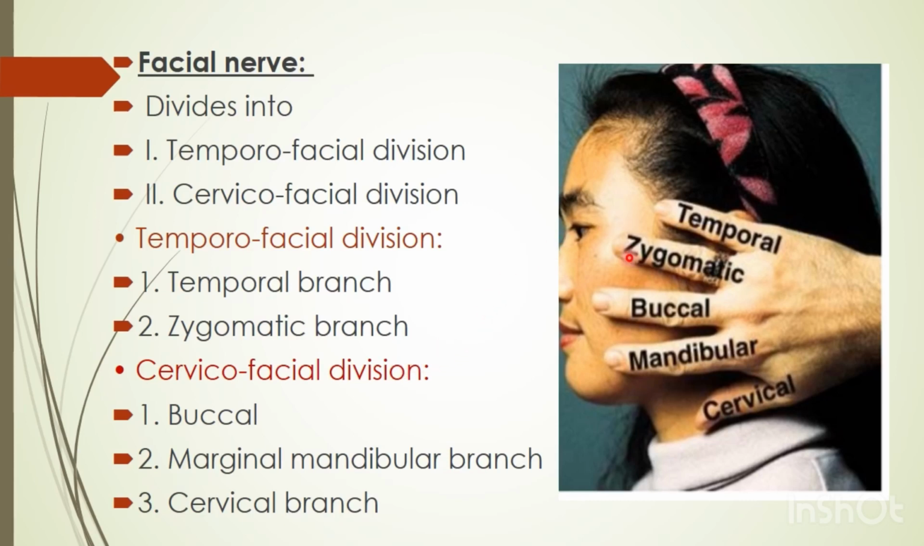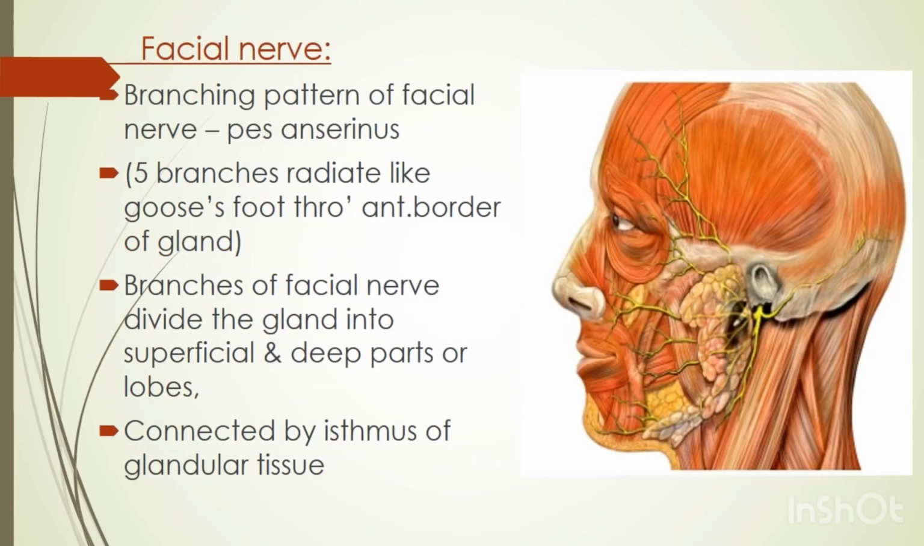This is how you study the 5 branches of the facial nerve: temporal, zygomatic, buccal, mandibular, cervical. Temporal is related to the base. These 3 are related to the anterior border, and cervical branch is related to the apex. Branching pattern of this facial nerve is known as pes anserinus. That is, the 5 branches radiate like goose's foot through the anterior border of gland.